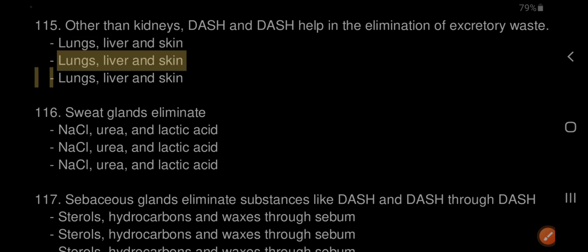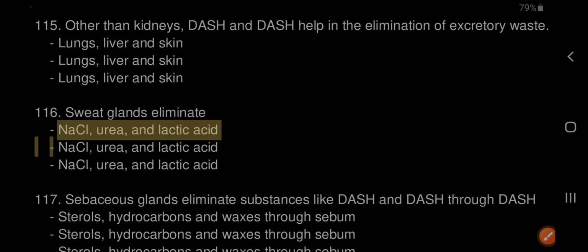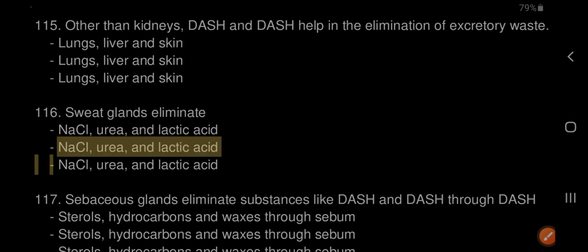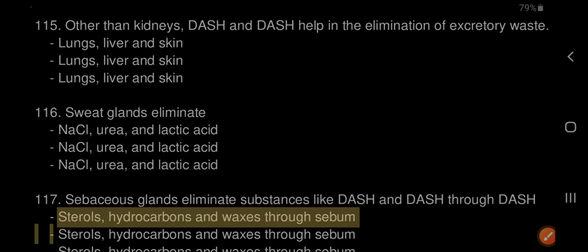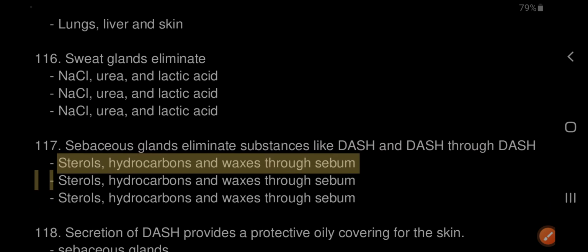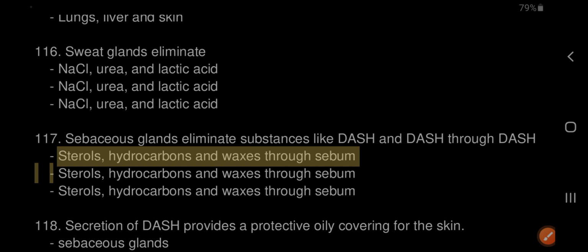116. Sweat glands eliminate nickel, urea, and lactic acid. 117. Sebaceous glands eliminate substances like dash and dash through dash. Sterols, hydrocarbons and waxes through sebum.